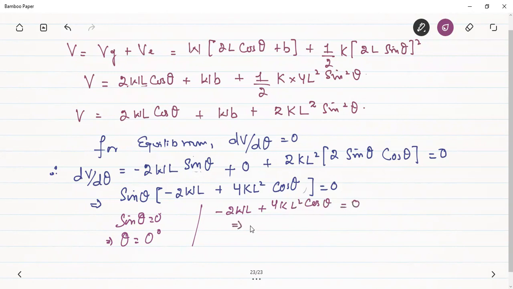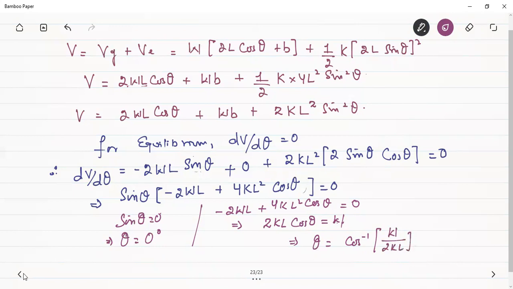From here, we can see this 2 and 2 can cancel. This L and L will cancel. So we will get 2kl cos theta is equal to W. And from here, we can get that theta is equal to cos inverse W by 2kl.